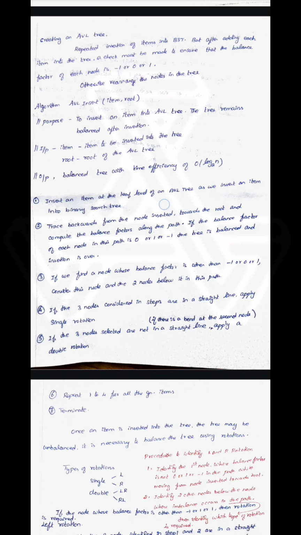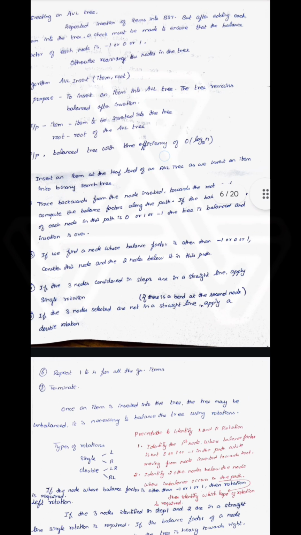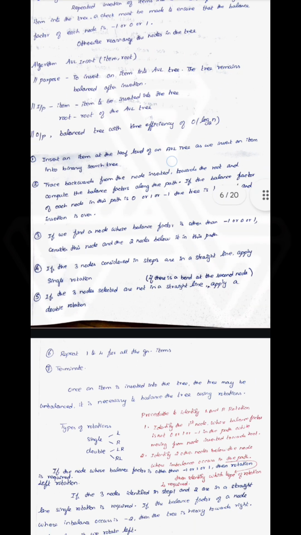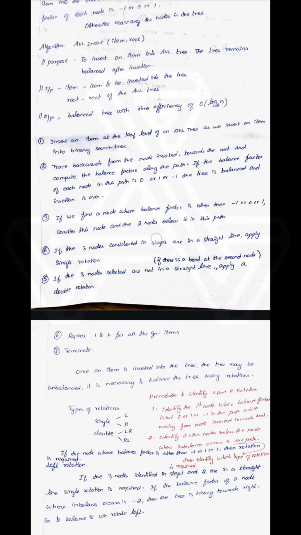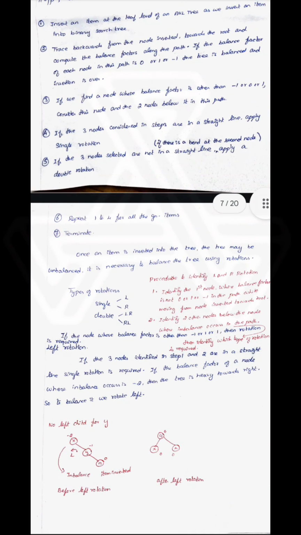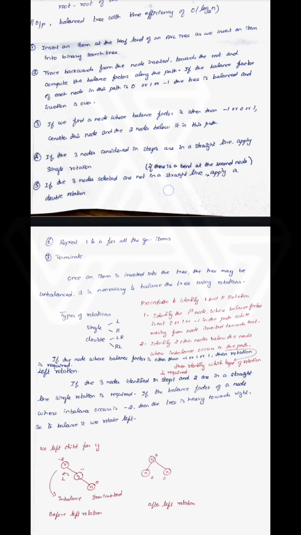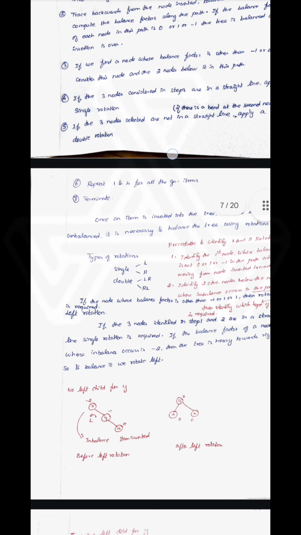Insert an item at the leaf level of an AVL tree as we insert an item into a binary search tree. Trace backwards from the inserted node towards the root and compute the balance factors along the path. If the balance factor of each node in this path is 0 or 1 or minus 1, the tree is balanced and insertion is over. If we find a node whose balance factor is other than minus 1, 0 or 1, consider this node and the two nodes below it in this path.